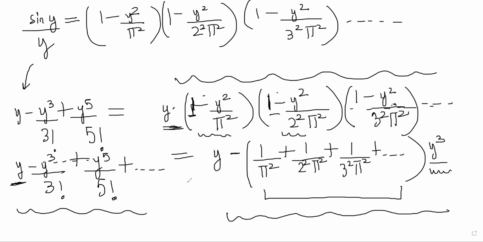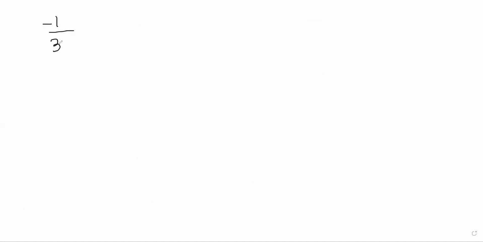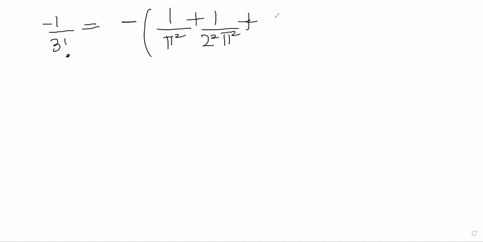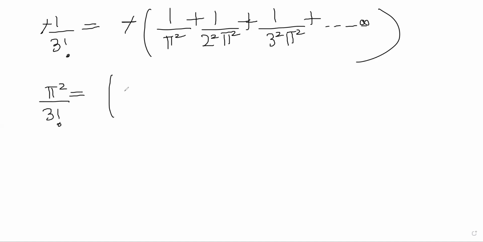Notice that the first term is matching. And so I should be able to equate the coefficients, and I should say that minus 1 by 3 factorial should be equal to this. So I'm getting this nice result: minus 1 by 3 factorial is equal to minus of 1 by pi square plus 1 by 2 square pi square plus 1 by 3 square pi square and so on till infinity. And this basically becomes, pi square can be taken this side. So pi square by 3 factorial is equal to 1 by 1 square plus 1 by 2 square plus 1 by 3 square and so on.